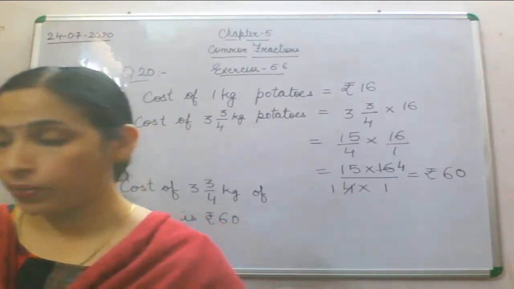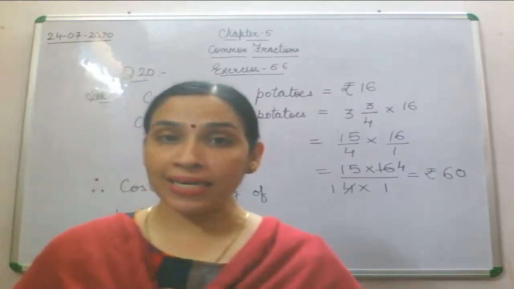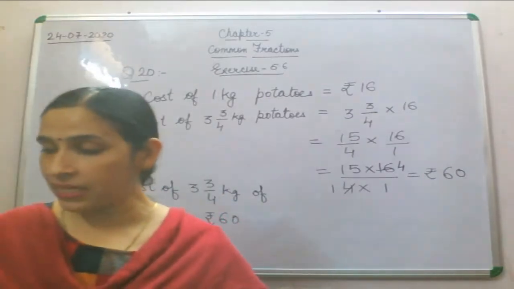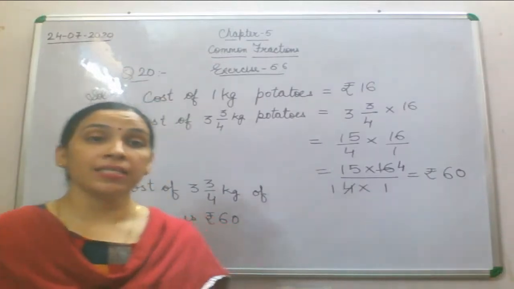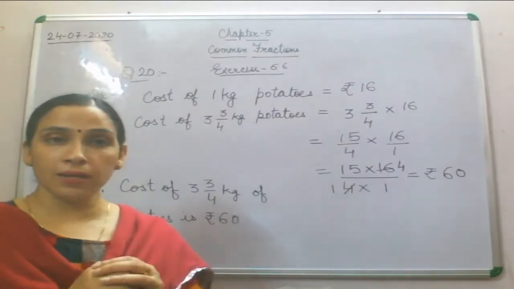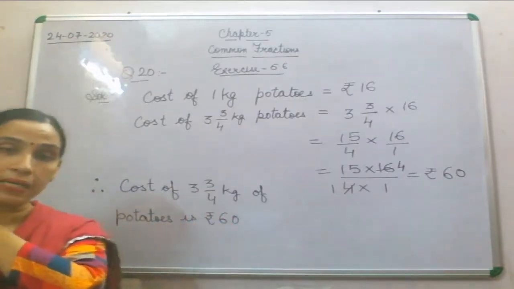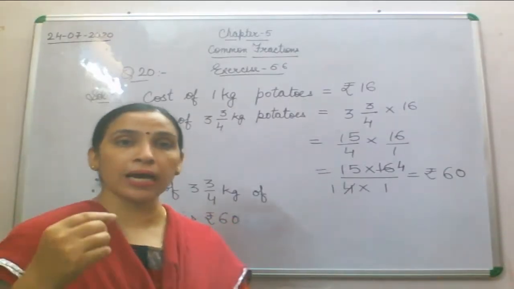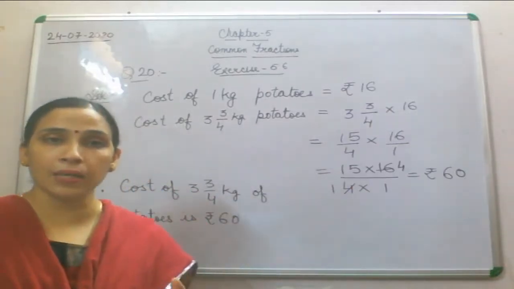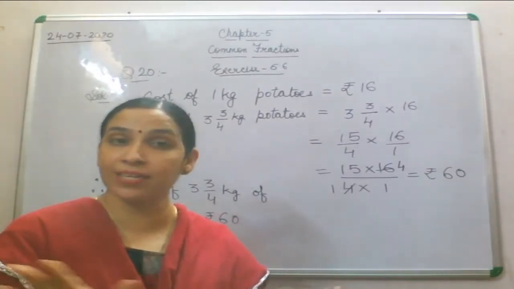Now what is question number 20? 1 kg potatoes cost rupees 16 is given to you, find the cost of 3 by 4 kg potatoes. See children, if you understand this kind of question, then you can find the cost of any mixed fraction. If you understand how to do the multiplication, how to change the mixed fraction into an improper fraction, and how we can do the multiplication, then you can do any question you get easily, beta.